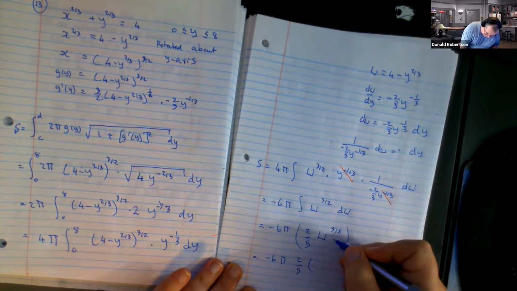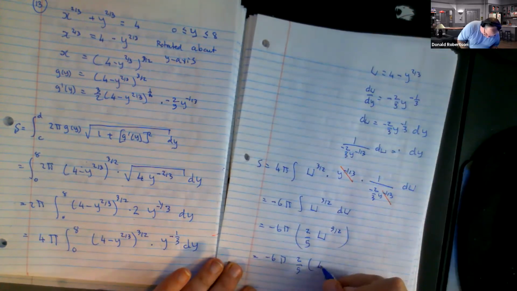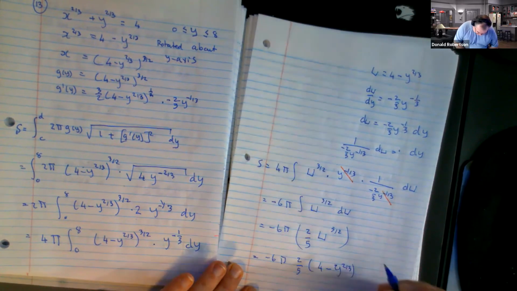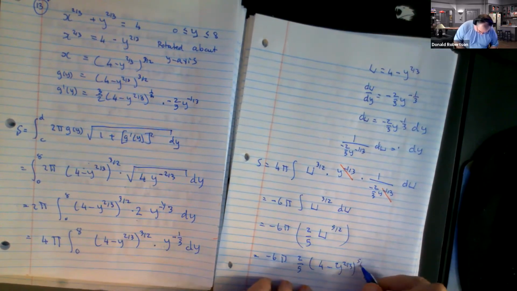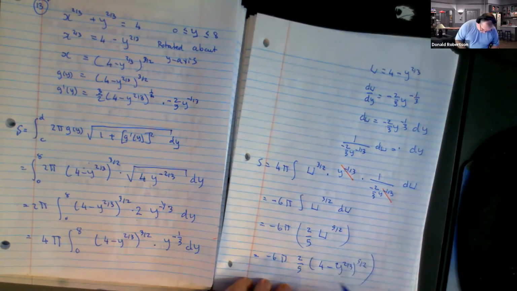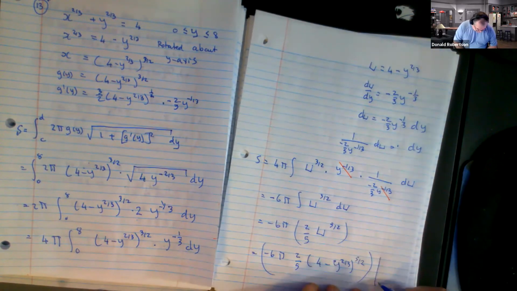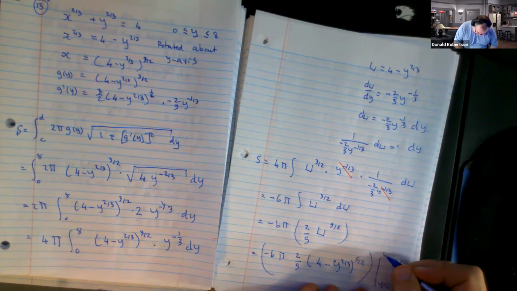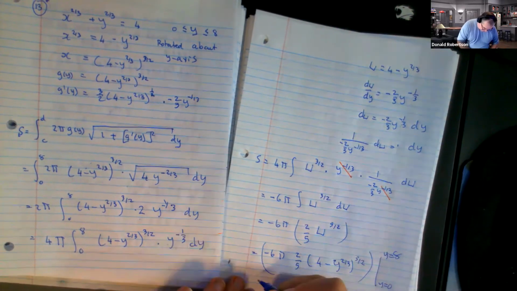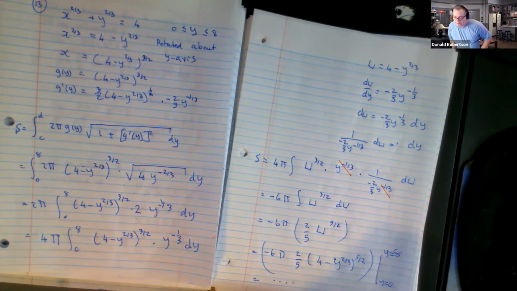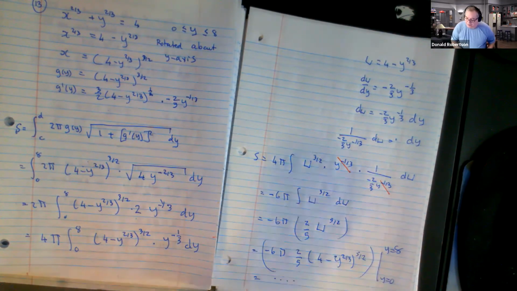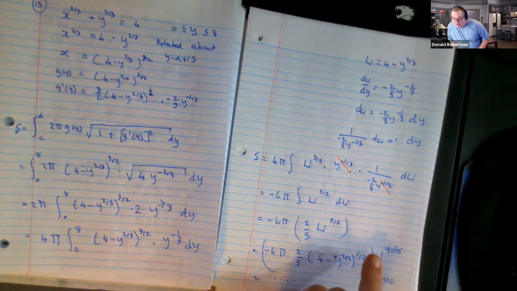Convert that guy into 4 take away y to 2/3. Technically, it's being raised to the power of 5/2. And take that entire mess and replace it from y equals 0 to y equals 8. And yes, it's very ugly, but it's also correct. So can I just let you play about with plugging the numbers in? They're not as bad as you think.